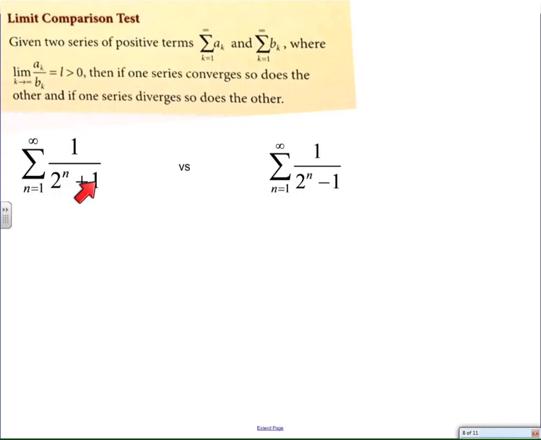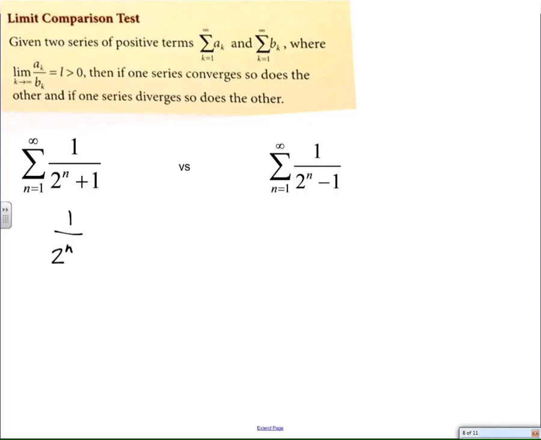The reason we were able to use the comparison test was we know that this particular expression is always going to be less than its comparative partner, 1 over 2 to the n. The reason being that this is always going to be a larger denominator than this one, and as such, this will produce a smaller quotient than that one.